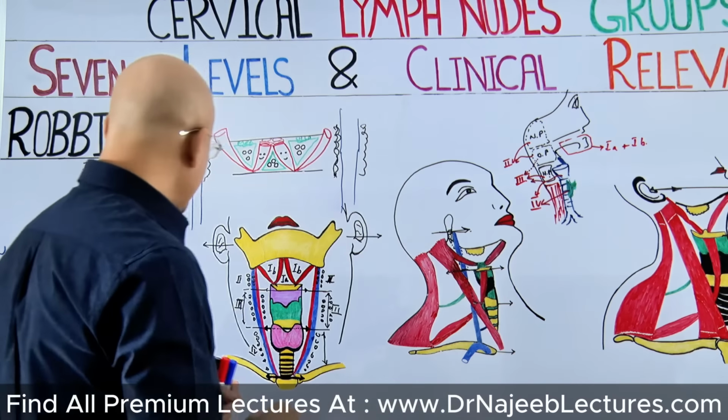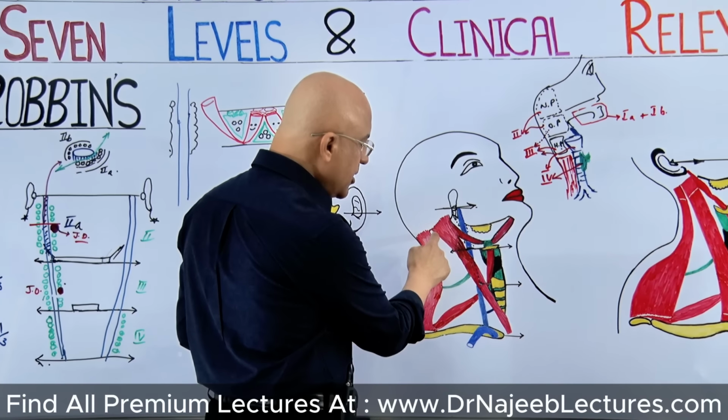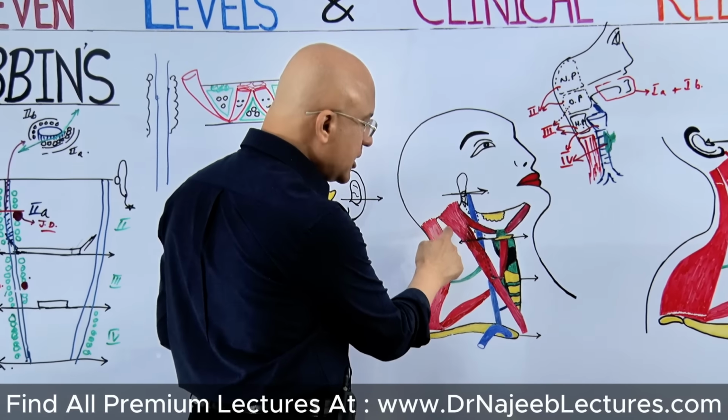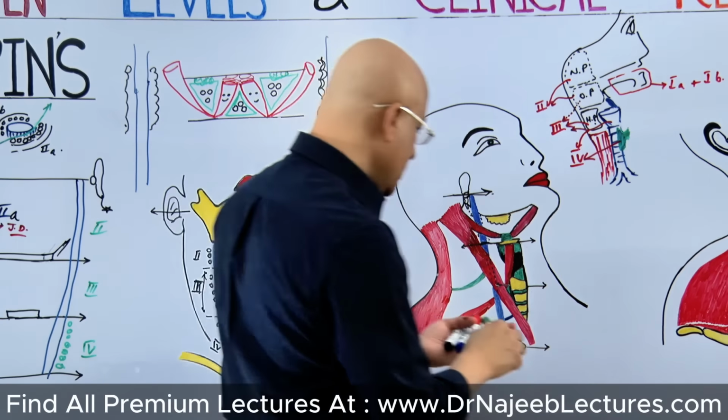Now, the posterior triangle of the neck is basically this one. This is made by the posterior border of sternocleidomastoid, anterior border of trapezius, and upper border of clavicle, right? So we can say that this is which muscle?